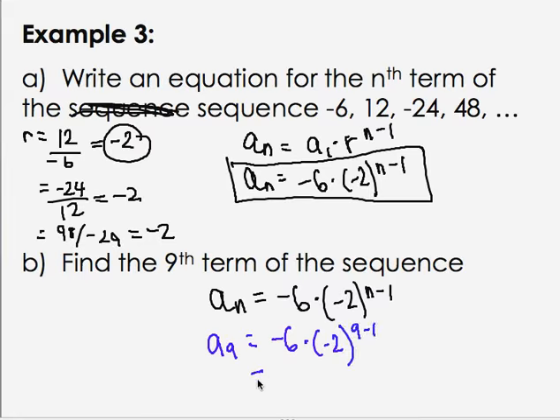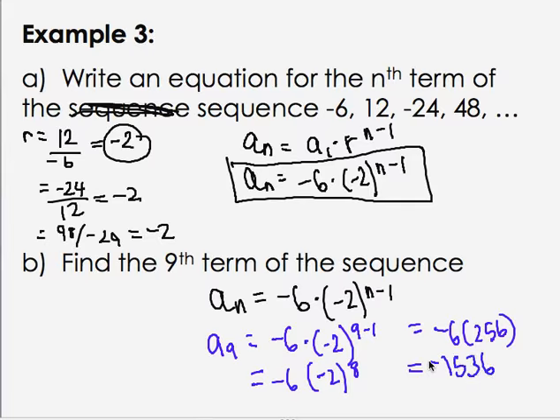It's going to be negative 6 times negative 2 to the power of 8, right? Negative 2 to the power of 8, we know that's going to be positive. 2 to the power of 8 is 256. So now we've got negative 6 times 256, and that is going to give us negative 1536. And there's your answer. A sub 9 is equal to negative 1536.